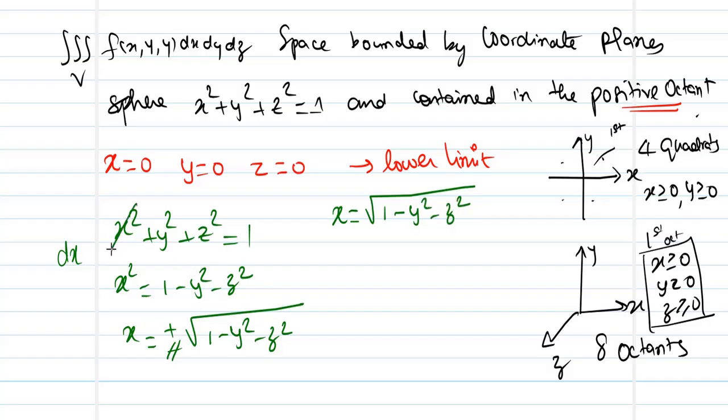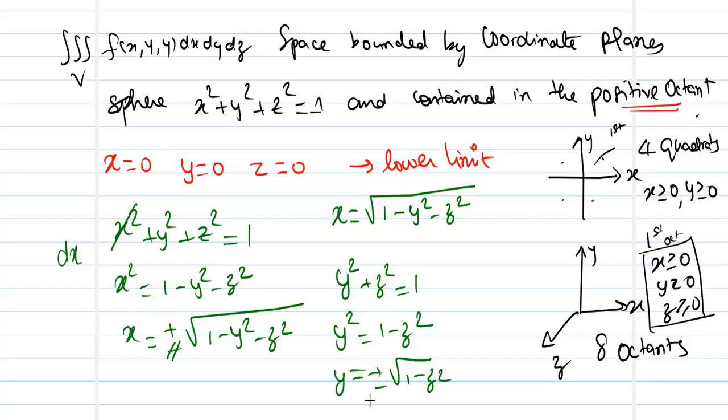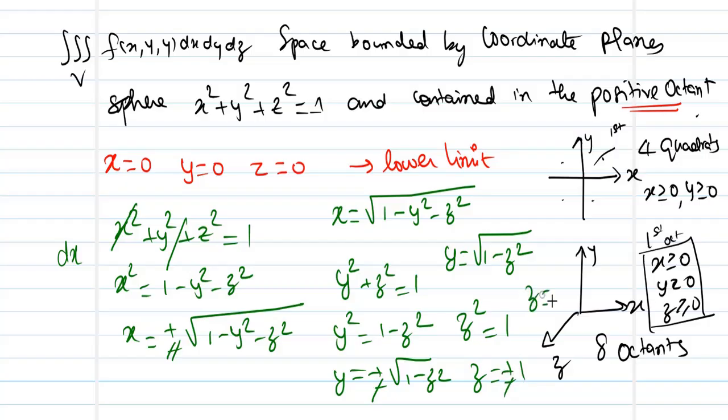So x has gone. Now the second limit, for y. Y square plus z square is equal to 1. Y square will be 1 minus z square. So y will be plus or minus root over 1 minus z square. Since the negative axis is ignored, y will be root over 1 minus z square. This is my upper limit. Y has gone. What is the last variable? Z square is equal to 1, z is equal to plus or minus 1, minus goes off, z is equal to 1. So this now becomes my upper limit for x, upper limit for y, upper limit for z.